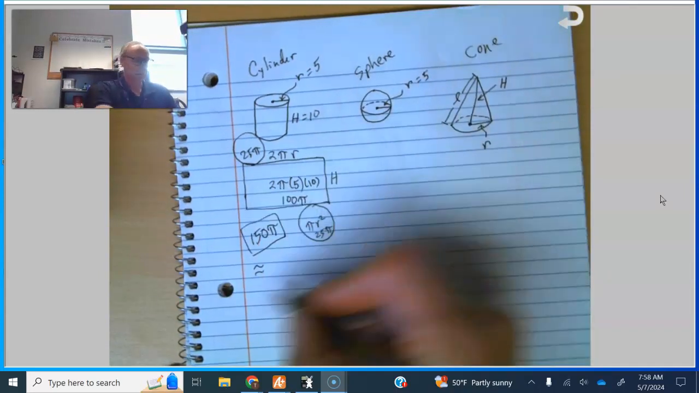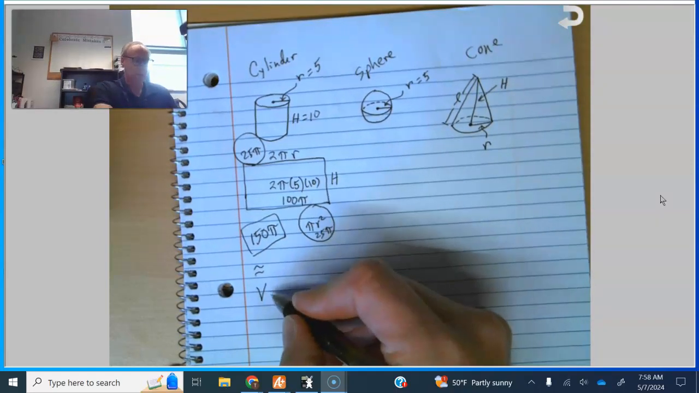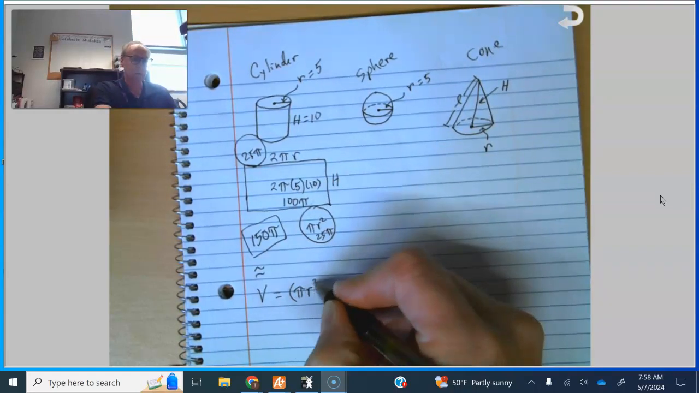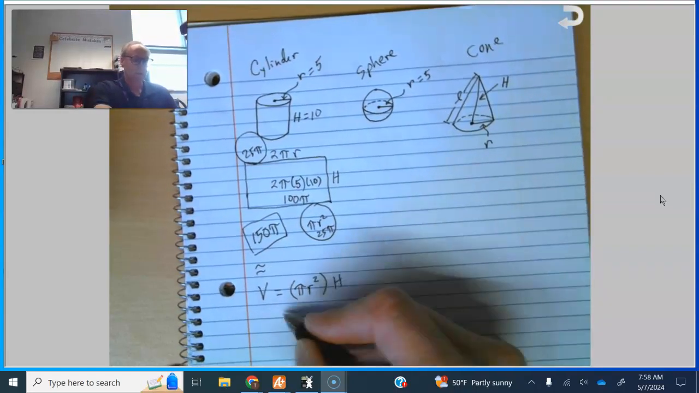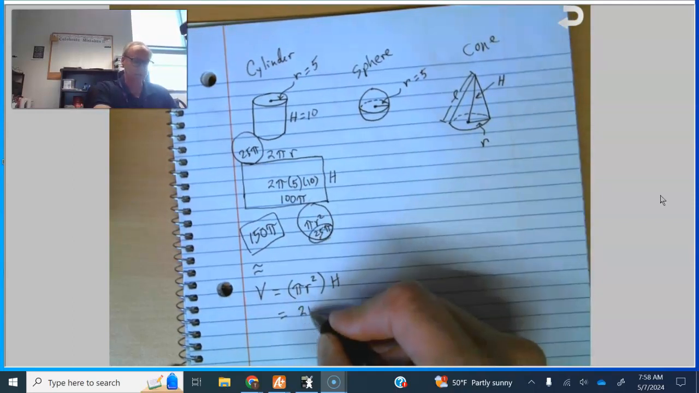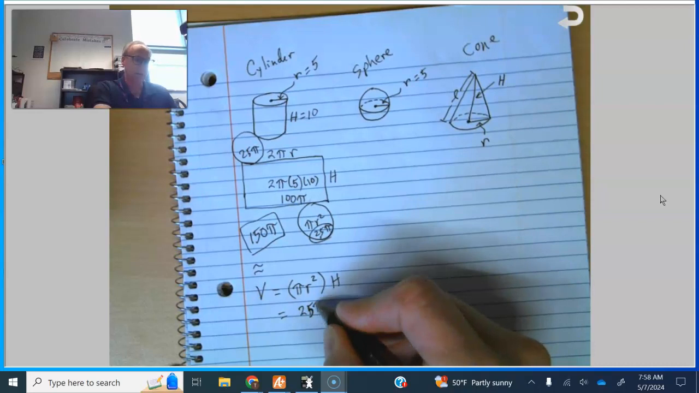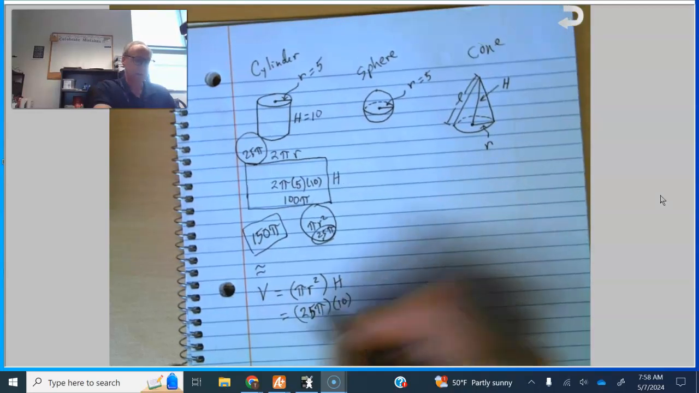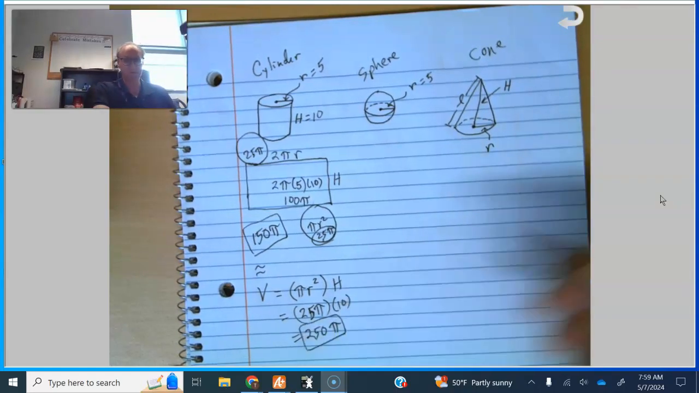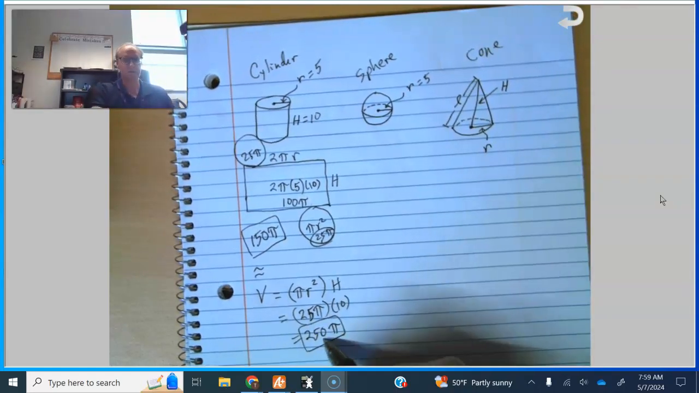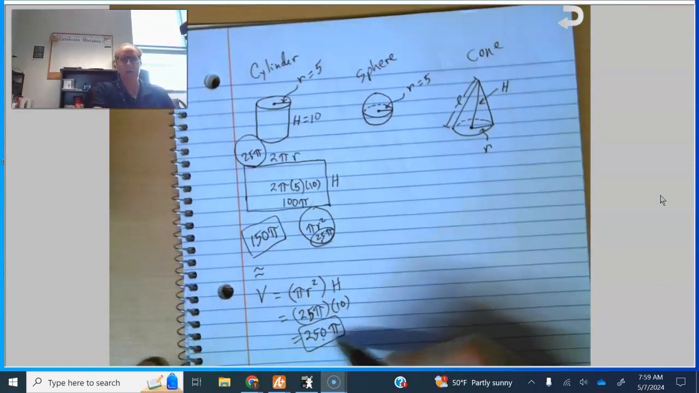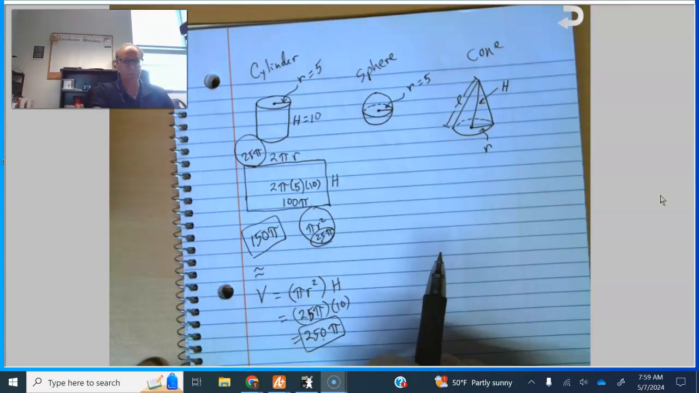The volume of any prism is always the area of the base, in this case pi r squared, times the height. Well, if I take pi r squared, that's the area of the base, 25 pi. 25 pi times the height, which is 10, and I get 250 pi, and this is in cubic units. This is an exact answer, and if I want an approximate one, I could just put 250 pi into my calculator and get an estimate.